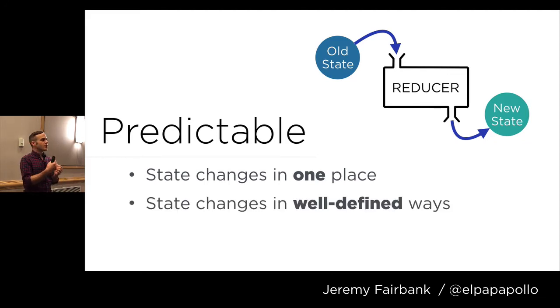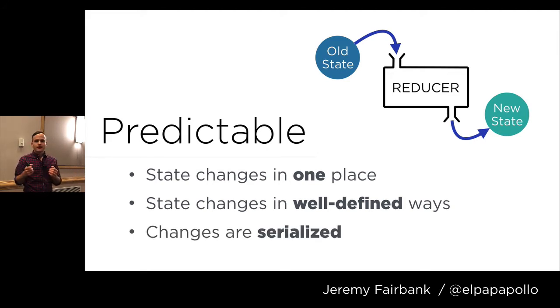Second, this state will change in well-defined ways. That's something we'll also learn about called actions. And then finally, these changes are serialized. So instead of the view layer, or controller, or whoever just mutating state as they please, they all are going to have to go through one place, one at a time, to change state in well-defined ways. We can no longer mutate it as we see fit. And the idea is we no longer have surprises and our applications can be a lot more predictable.